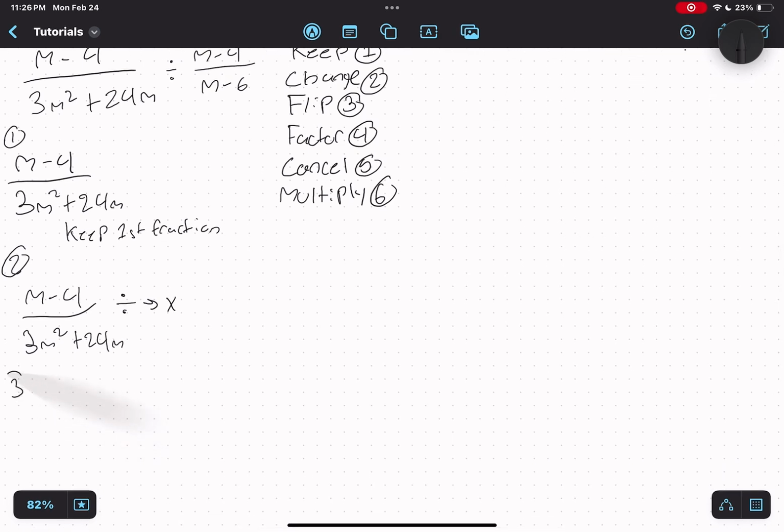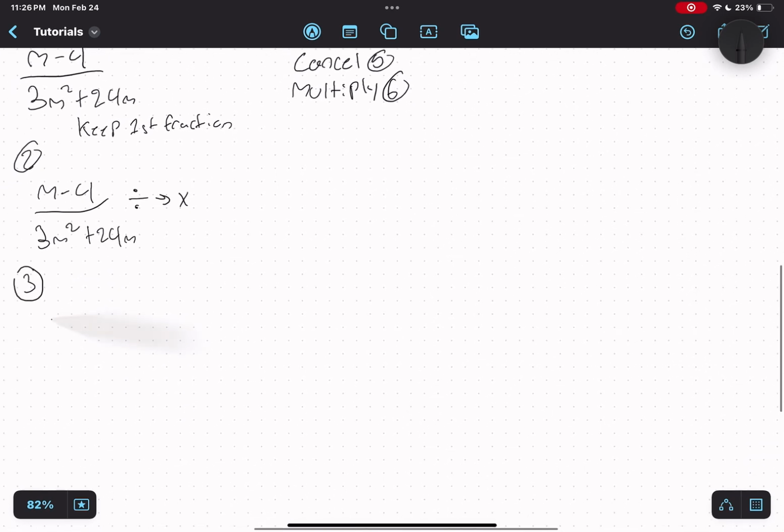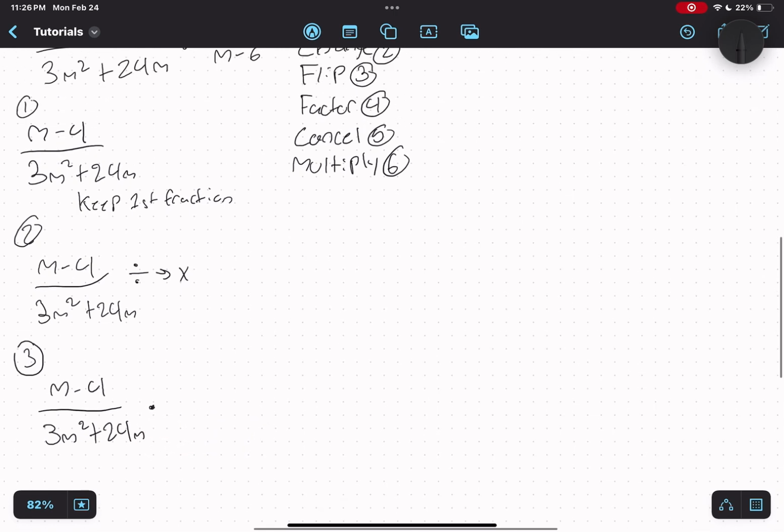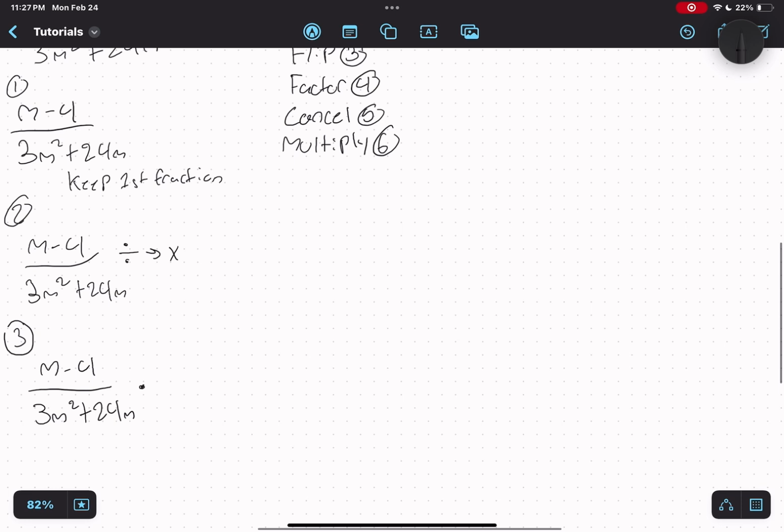And now we're going to flip. And so basically, we're going to write out our equation. m minus 4 over 3m squared plus 24m. And now it's going to be times m minus 6 over m minus 4.